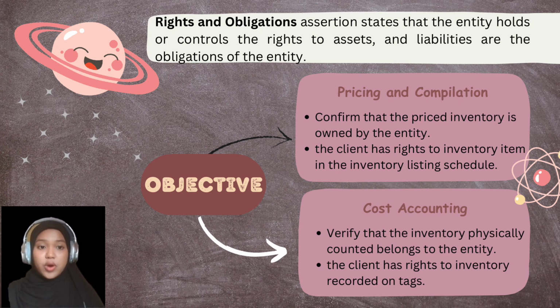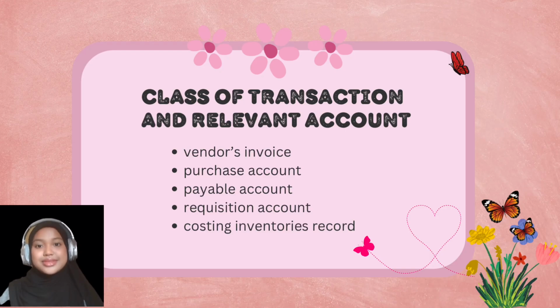The second is understatement of liabilities. Obligations related to inventory, such as consignment inventory payables, are not recorded. And misclassification, which is when inventory held on consignment is incorrectly classified as the entity's inventory.